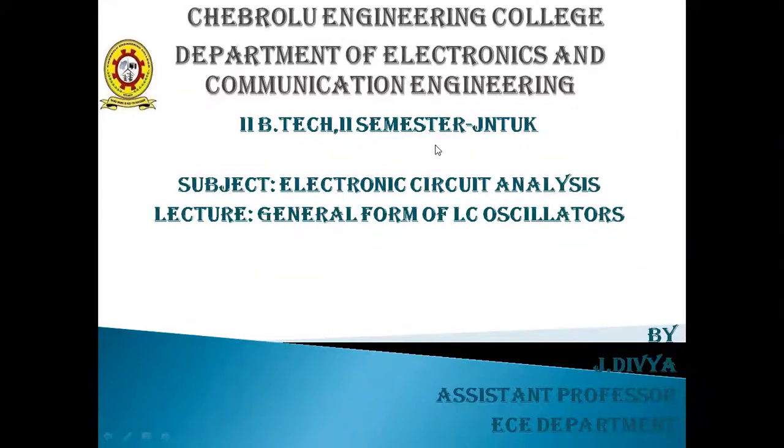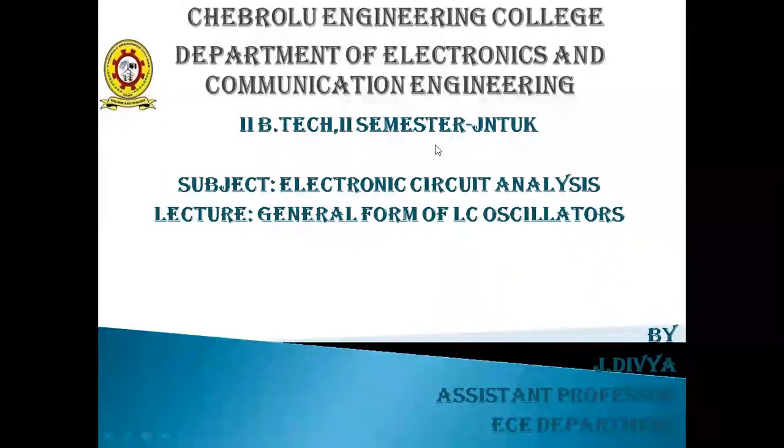So what is the frequency of oscillation of the Wien-Bridge oscillator, as well as the beta value, that is the feedback network gain, and the A value, that is the basic amplifier gain? How are the conditions satisfied? What are the values of A and beta to satisfy the Barkhausen criteria? These topics we have covered in the previous session. Now we will learn about the general form of the LC oscillator, and how LC oscillators satisfy the condition.